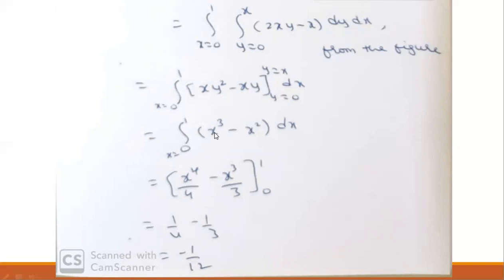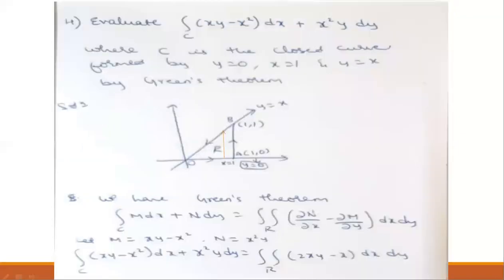Next, integration of x cube with respect to x is x to the power 4 by 4, minus integration of x square, which is x to the power 3 by 3, between the limits 0 to 1. Next we apply the limits, upper limit minus lower limit. Again the lower limit is 0. The upper limit is obtained by replacing x by 1: 1 by 4 minus 1 by 3 minus 0, which gives minus 1 by 12. So this is how we found the value of the given integral by using Green's theorem.